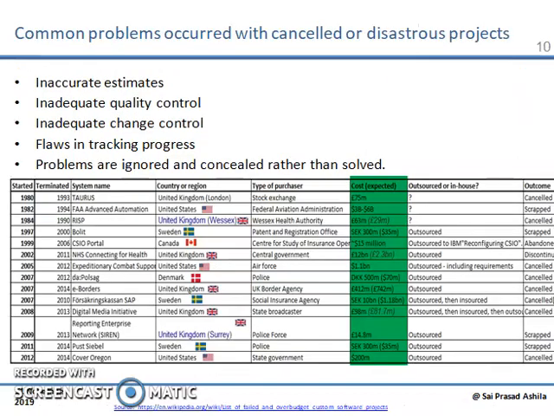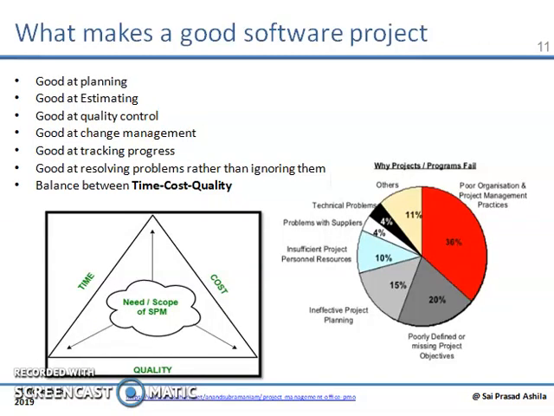Coming to the common problems that occur during cancelled and disastrous projects. These are the list of the projects with their estimated costs, and these are all the projects which were scrapped. This is because of inaccurate estimates, inadequate quality control, inadequate change control, and flaws in tracking progress. Problems are ignored at the initial stage and concealed rather than being solved. These are the common problems for projects failing before delivery.